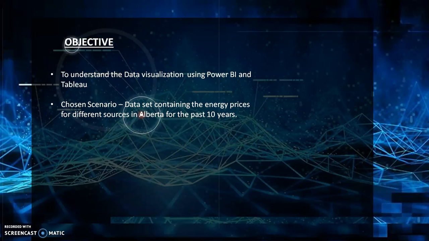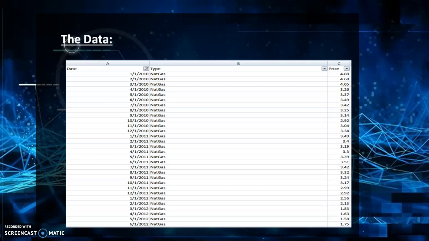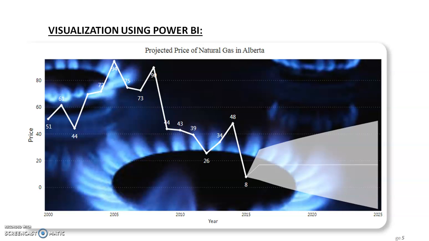The chosen scenario is a data set containing the energy price of different energy sources, like natural gas, in Alberta for the past 10 years. Now we'll be seeing our data. I have cleansed our data, so I am only showing the relevant columns which we need for our presentation. I have only chosen the date, the type of the energy source and the price. Our data set had so many columns, but we have done cleansing and filtering and made this data very crystal clear so that we can present it very well.